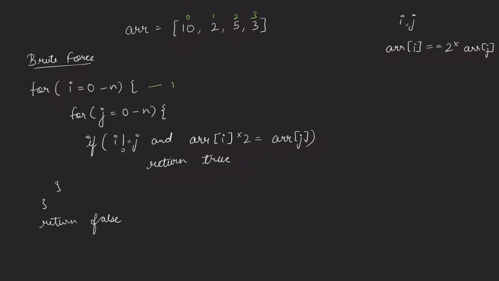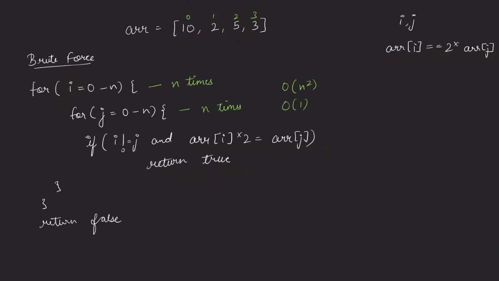So now here we are running a loop n times, the loop of i, and here also we are running a loop n times, right? So what will be the time complexity of this particular code? Order of n square, and we are not using any extra space. So the space complexity will be order of 1. Right? Looking at the constraints of the problem, the brute force solution will get accepted.